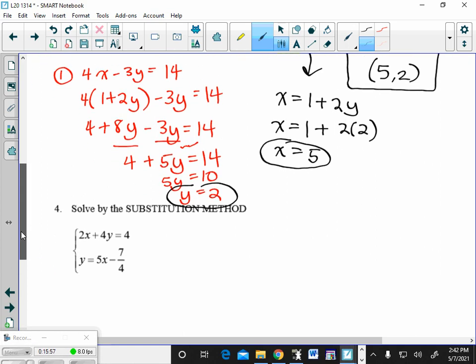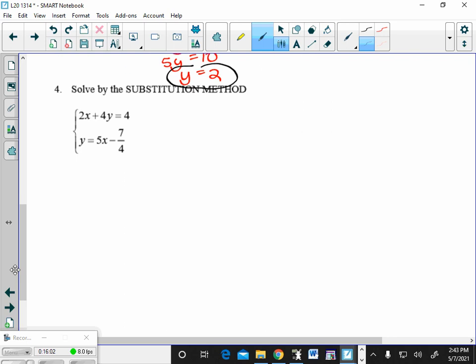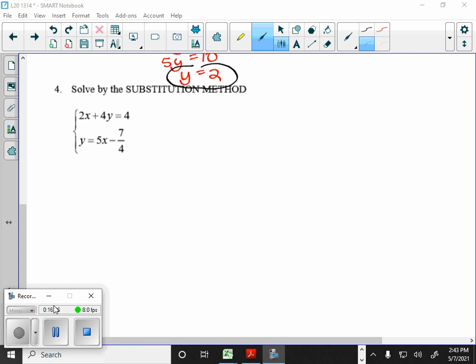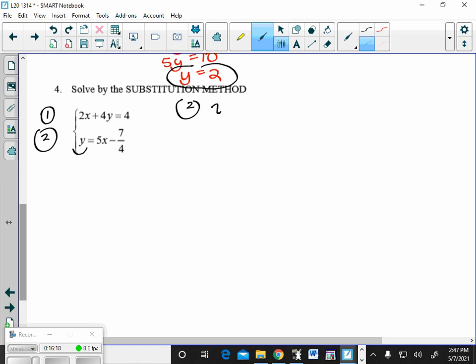Okay. Now we're going to use the substitution method. If you can remember, what we were looking for was a variable that was isolated. And we right away see that y is already solved for. So equation 2 already gives us that y is equal to 5x minus 7/4. So now let's go into equation 1.